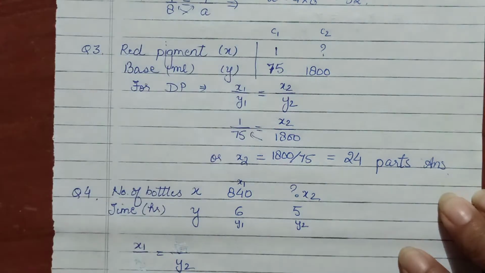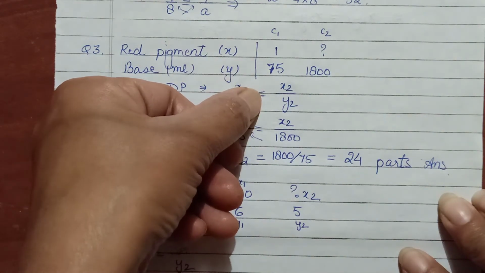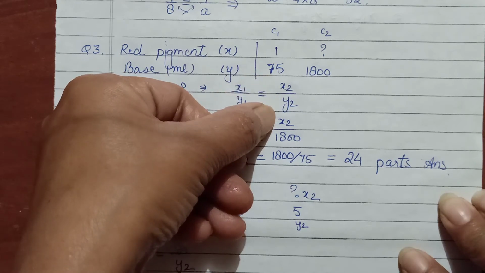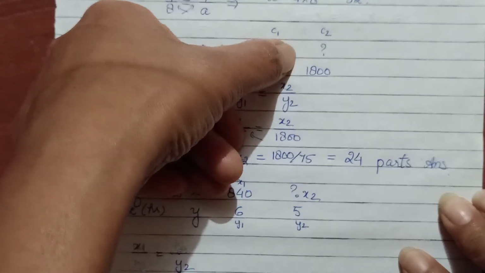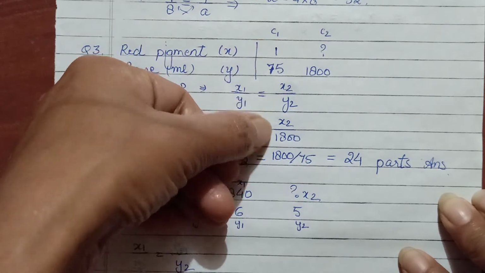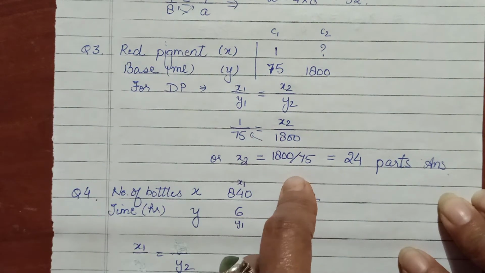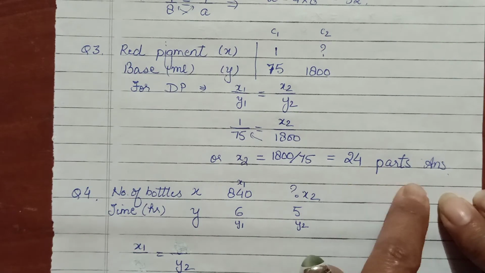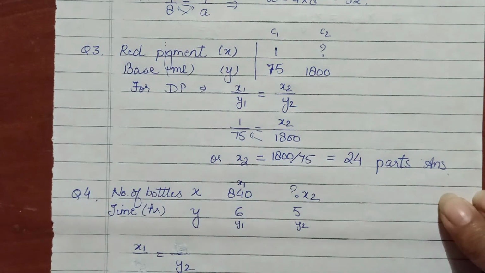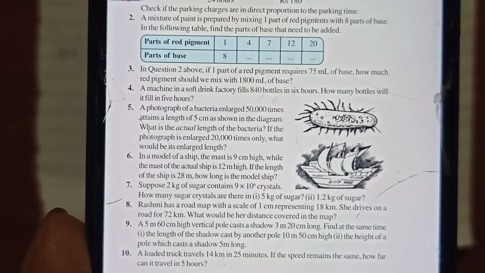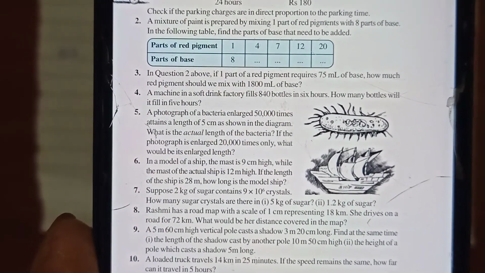And of course, since they are in direct proportion, the ratio will remain the same, that is x1 upon y1 will be equal to x2 upon y2. So this 1 upon 75 will be equal to x2 upon 1800, which we do not know. Then again you need to cross multiply to find your x2. So 1800 upon 75 will help you find that we want 24 parts of red pigment for this many milliliters of base.